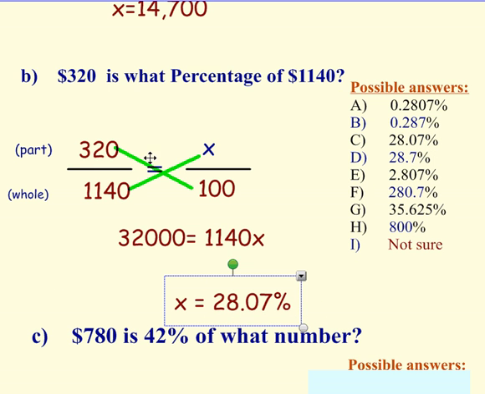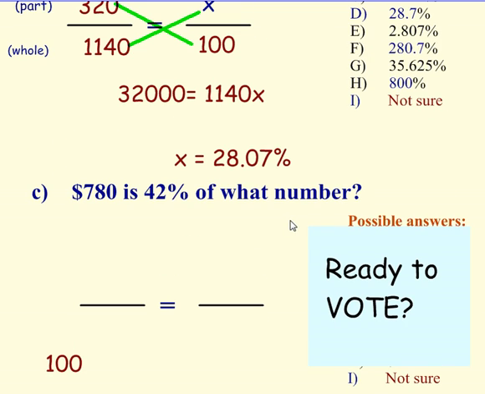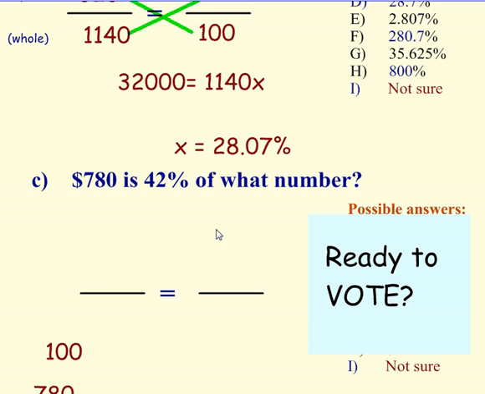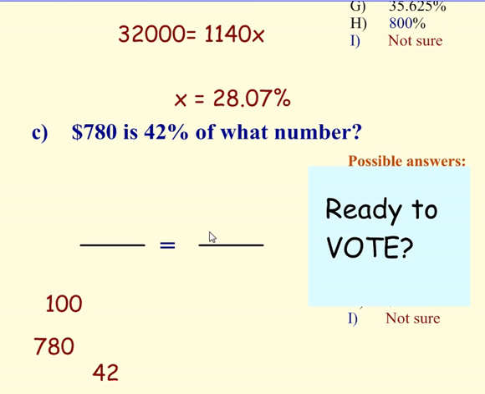And a good estimation is you should be able to do 10% or 20% of some numbers to give you an idea. 10% of this right here is 114. If you double that, that's 228. So it should be pretty close. All right, and the last one. The last one we have: 780 is 42% of what number? So as I'm getting set, why don't you try this one also?